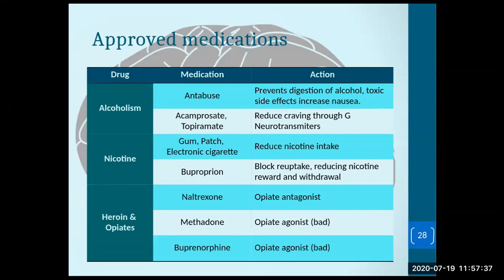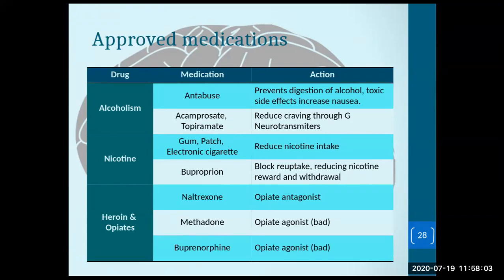There is another medication that is not as effective as Antabuse, which overall isn't all that effective depending on the people that take it. So there's acamprosate, there's topiramate, and what they do is they try to reduce the craving aspect through these neurotransmitters called G neurotransmitters. Now, again, we have a lot of information in this chapter, so I'm not going to get into that specifically.